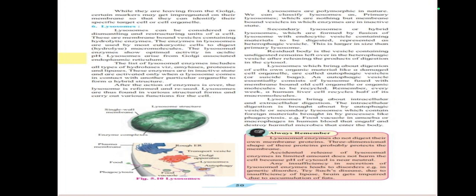Lysosomes bring about intracellular and extracellular digestion. The intracellular digestion is brought about by heterophagic vesicles or secondary lysosomes, which contain foreign materials brought in by processes like phagocytosis. Example: food vacuoles in amoeba, and macrophages in human blood that engulf and destroy harmful microbes that enter the body.